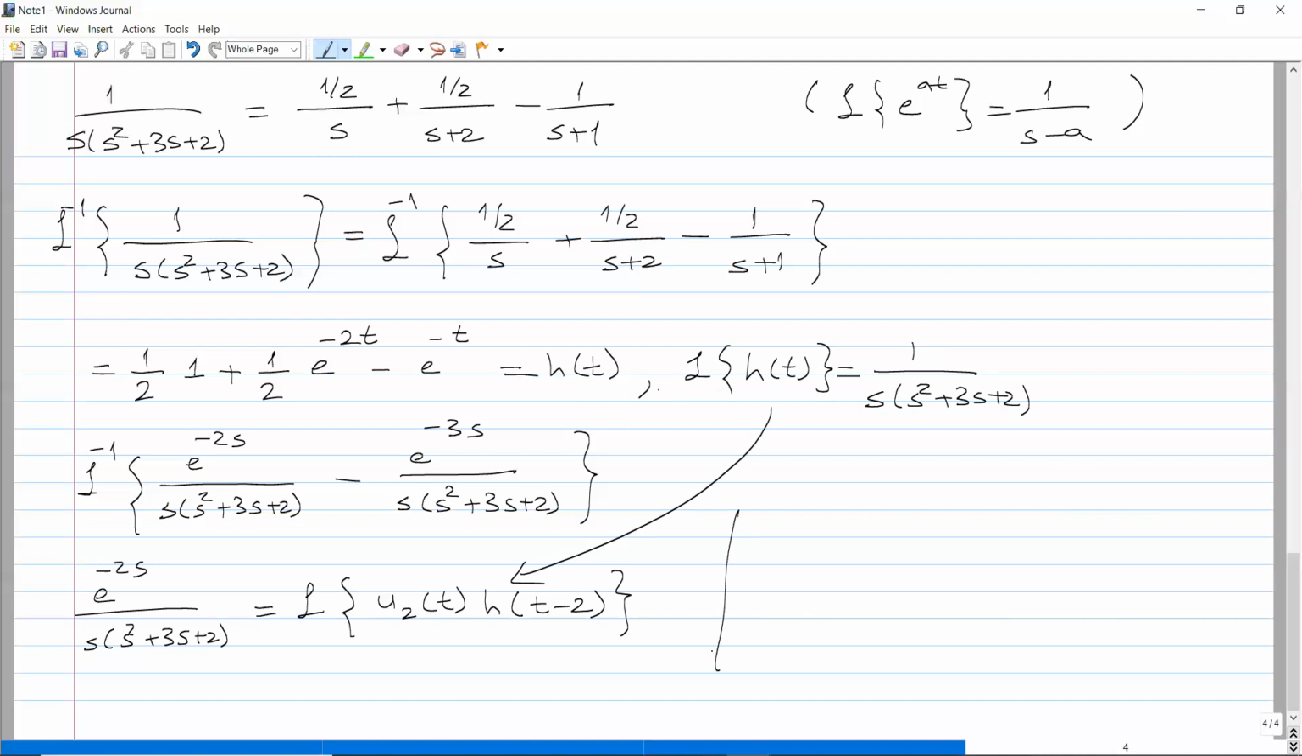And similarly, the other part, e to the minus 3s over s squared plus 3s plus 2 is the Laplace transform of u3 times h. And why u3? Because I have e to the minus 3s. And since I have u3 in the function h, I need to shift by 3.